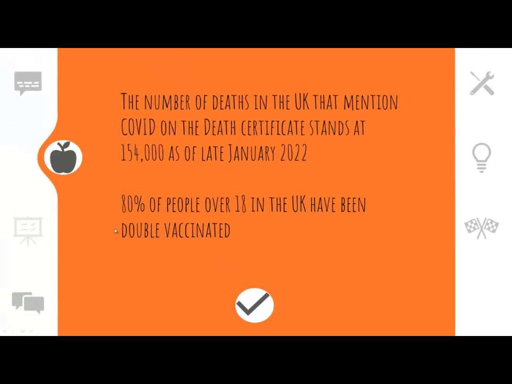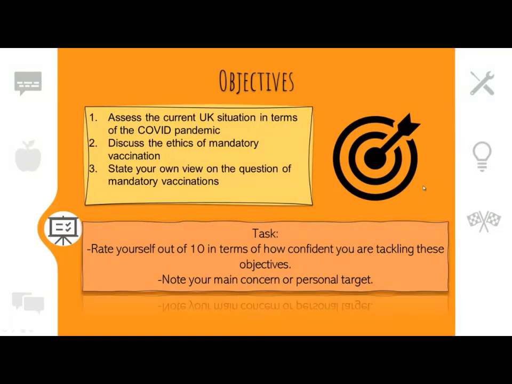So the learners say, well, what exactly are we doing this lesson? No problem, jumped straight to objectives. Bang, there we are. There's 3 objectives for this sample lesson. Assess the current UK situation in terms of COVID pandemic. Discuss the ethics of mandatory vaccination. I mean, that's the main point of the lesson, really. And to come up with their own view on the question of mandatory vaccinations. Where do they stand on it?